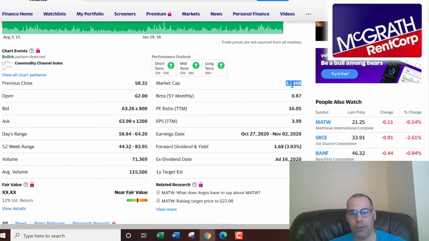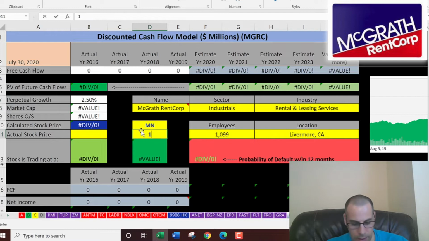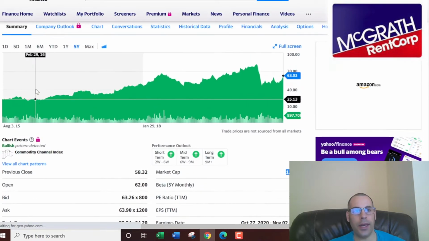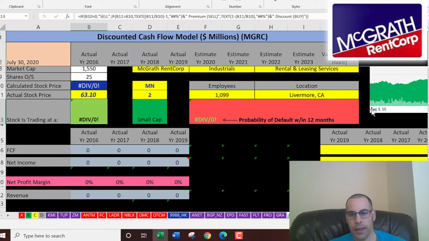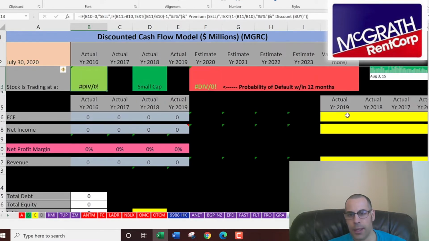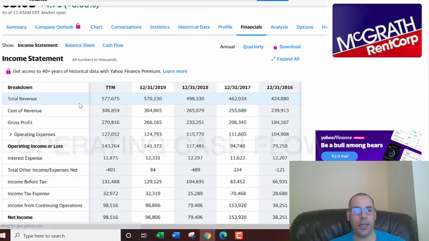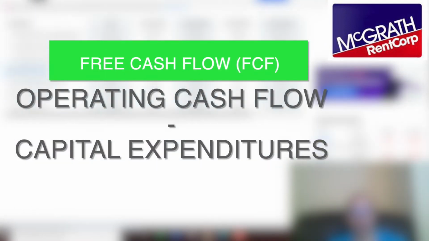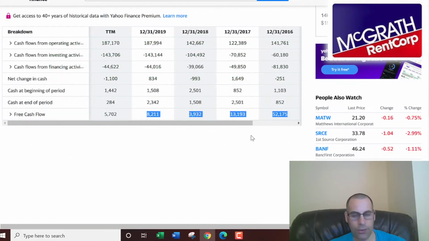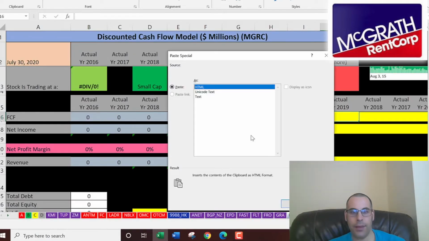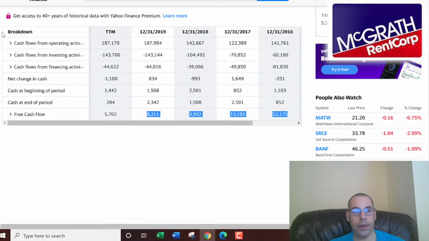This company has a market cap of $1.55 billion. And then let's see what they're trading at. They're trading at $63.10, so that's one share of stock. The way you value a company is you estimate the future free cash flows, and then you discount that back to today's value. That's what I'm doing in this video. The best way to estimate the future free cash flows is to get their actual free cash flows, which is what I just input into the model.